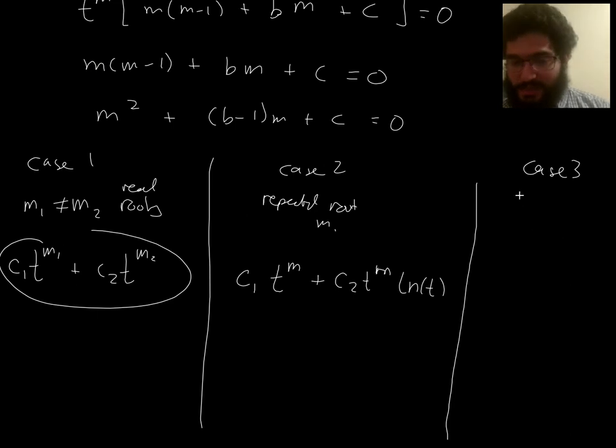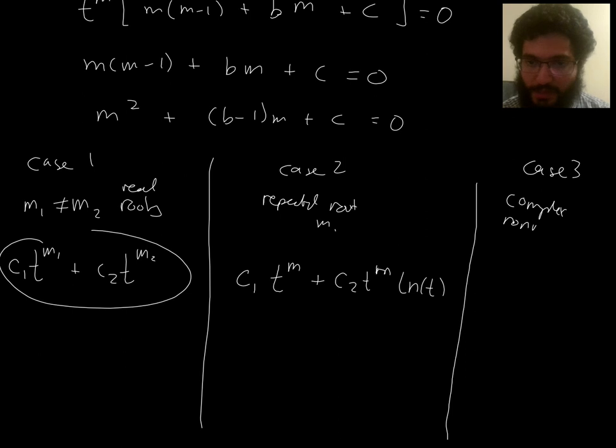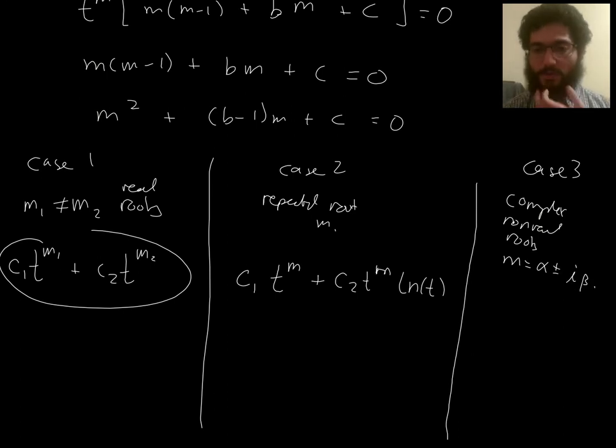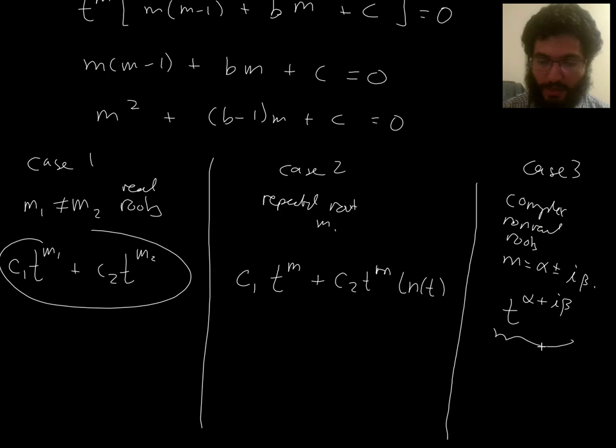And case 3, this is the really interesting one. What if you get complex, by which I mean non-real roots, like m equals alpha plus minus i beta? So it'll always be coming in complex conjugate pairs. Then what? Well, then it's still true that t to the alpha plus i beta and t to the alpha minus i beta are solutions. They're just complex solutions.